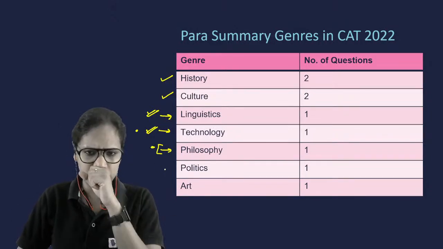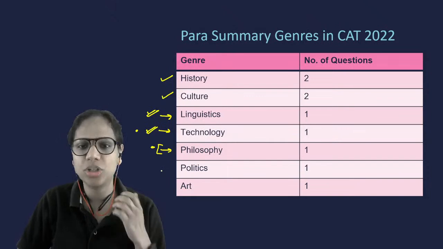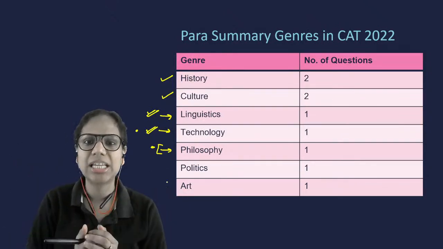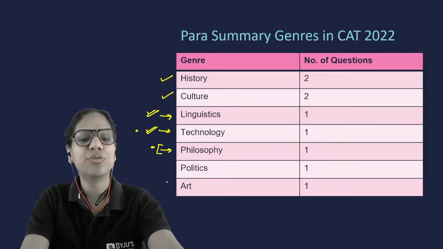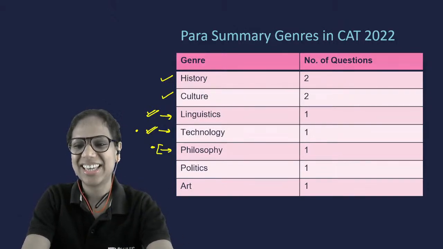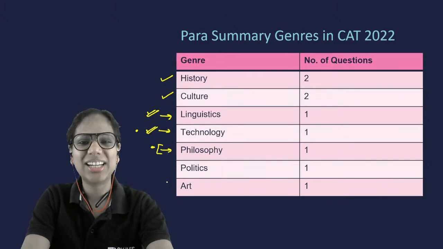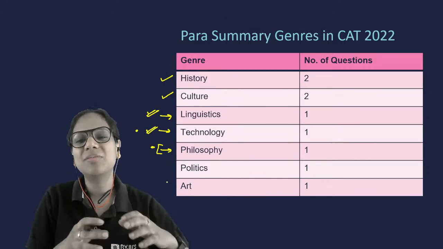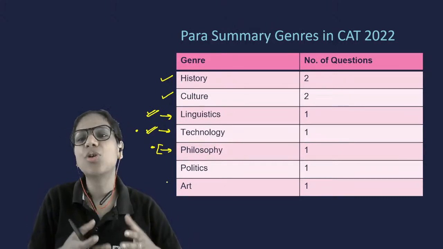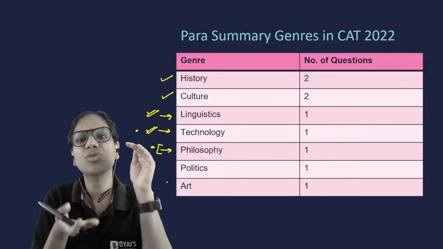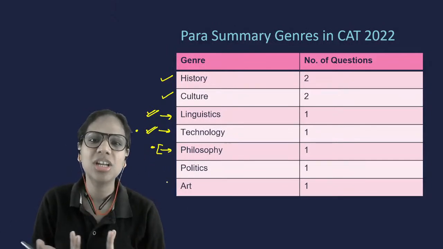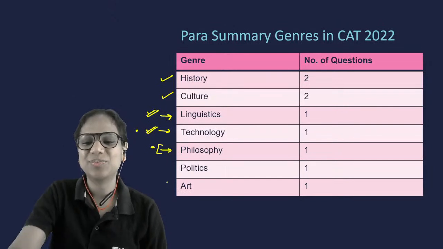Politics, okay. Politics, political ideology, and one was on art. It was about museums, right? So these were the genres of your para summary questions. This itself gives you the idea that you need to read widely, yes? You need to be eclectic readers. So, I'll also give you the sources from where you should read. Of course, that is not an exhaustive list. It's just an indicative list based on an analysis of your past year papers, right?